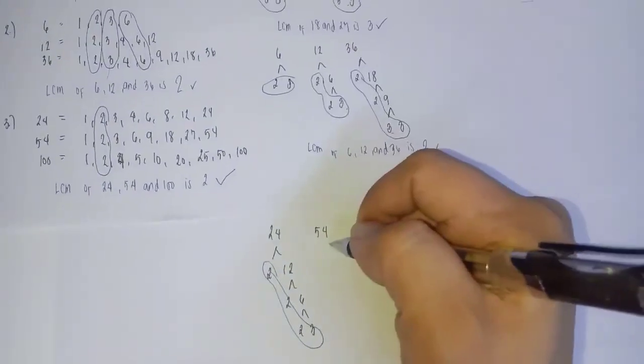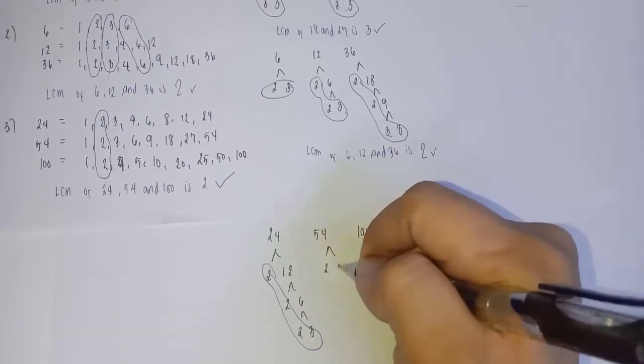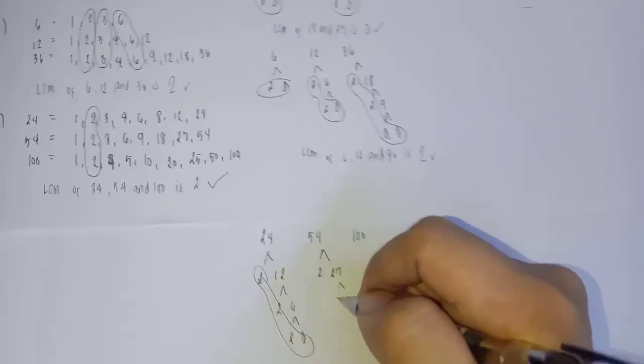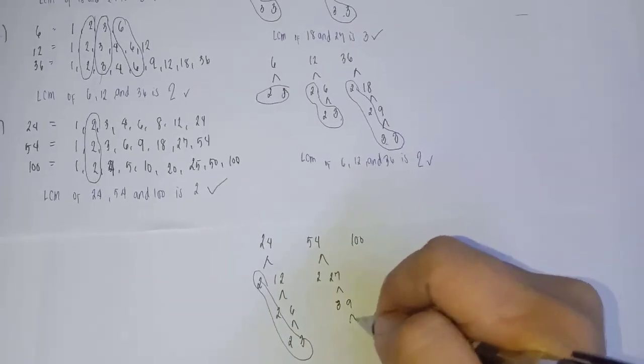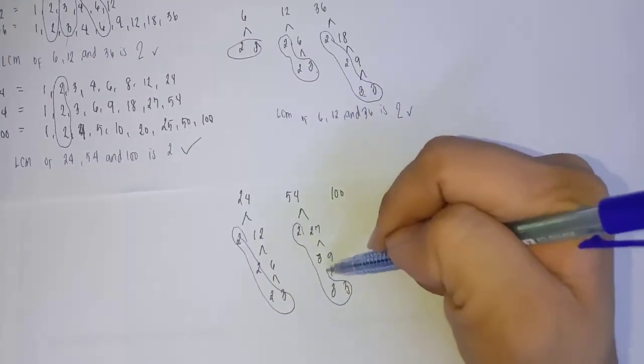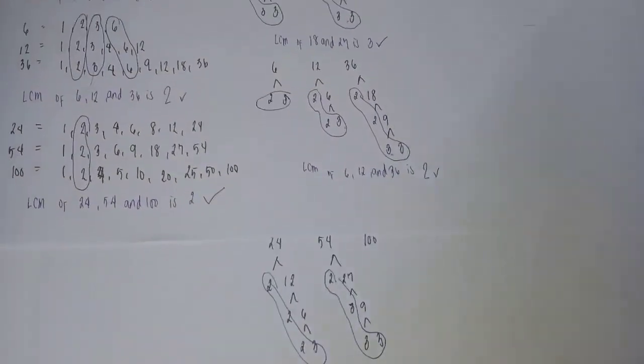In the case of 54, the prime factors are 2 and 27. Okay, 27 has prime factors of 3 and 9. In the case of 9, we have 3 and 3. Therefore, the prime factors of 54 are 2, 3, 3, and 3.